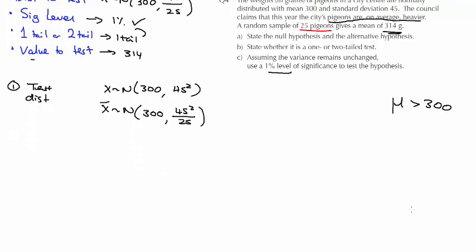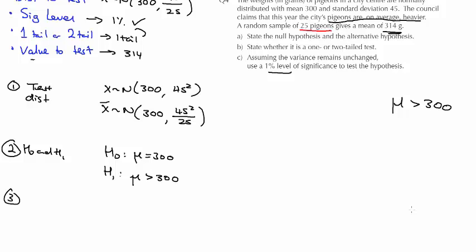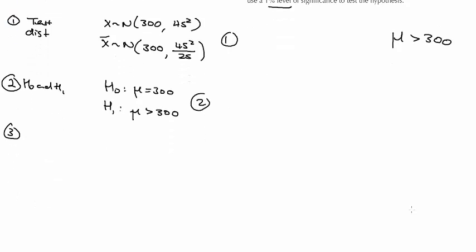Okay, so that's our test distribution. Number 2, H0 and H1. For H0, we believe that the mean is 300. For H1, we believe that it may have increased. That's our null hypothesis. Third one, and by the way, we've got 1 and 2 marks already for just writing that. Okay, setup info. So what did I say here? You're right, it's a one tail. Okay, sig level is 1%, and test value.